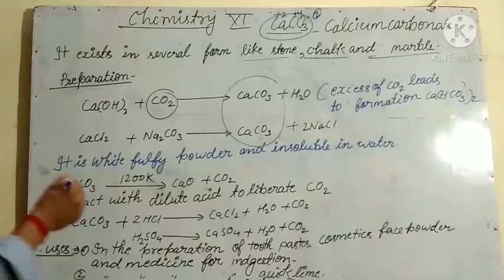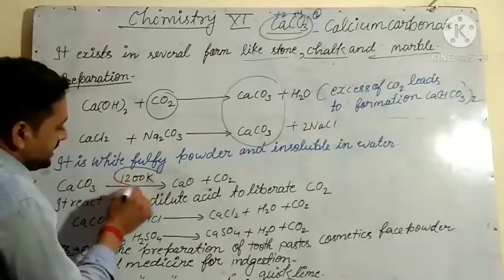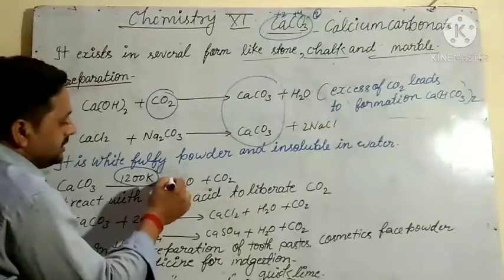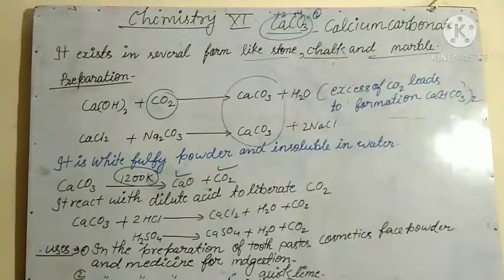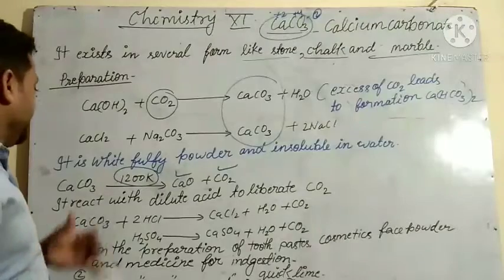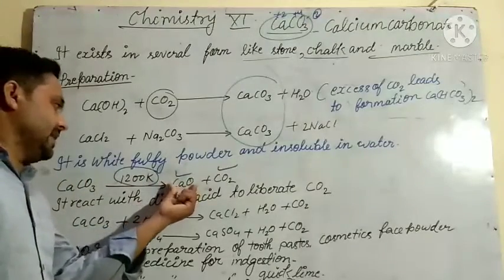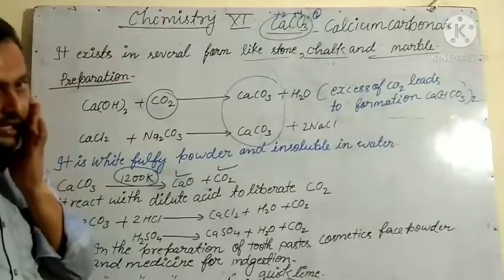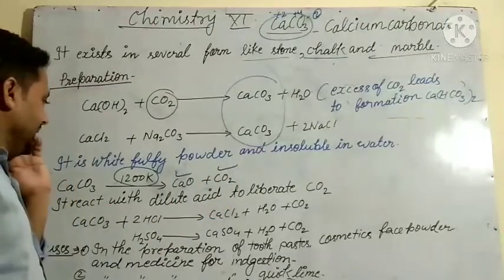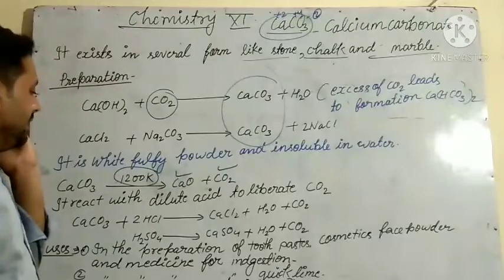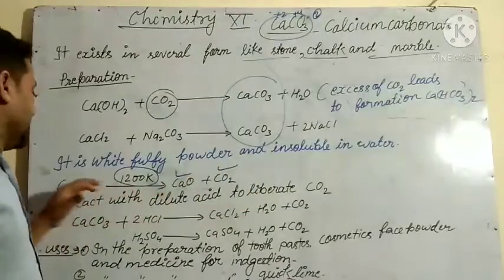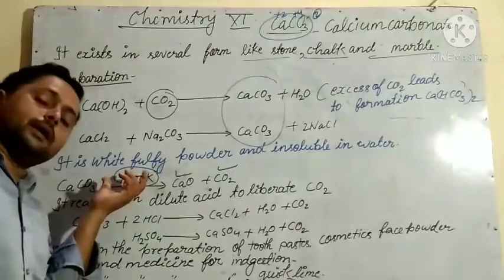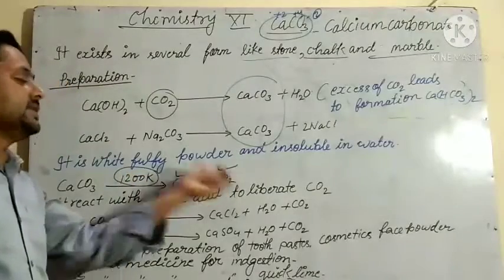When it is heated up to 1200 Kelvin, it decomposes into calcium oxide and CO2. In other words, when calcium carbonate is heated at 1200 Kelvin, it liberates CO2.